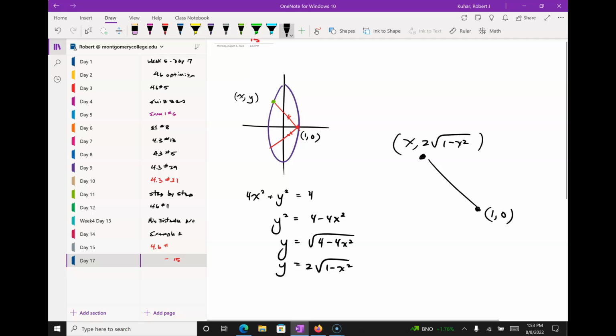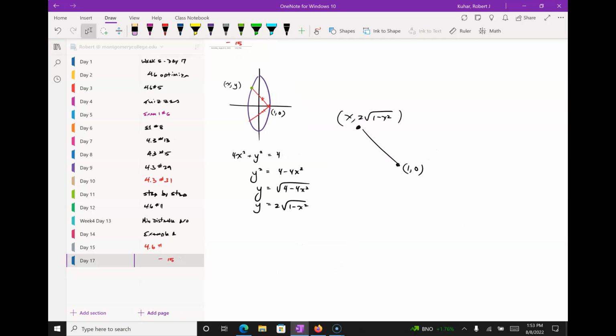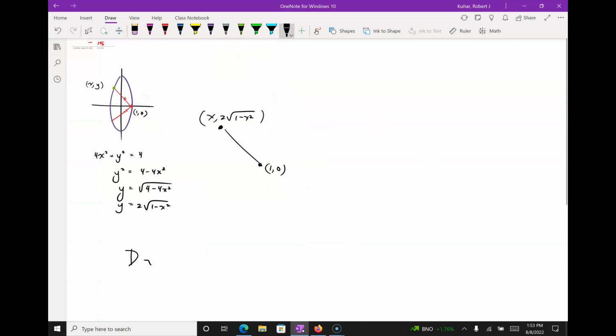Okay, distance formula, obviously, right? So what do I get? It looks like I get 2 times square root of 1 minus x squared minus 0 quantity squared plus x minus 1 quantity squared. Very similar to the last problem.